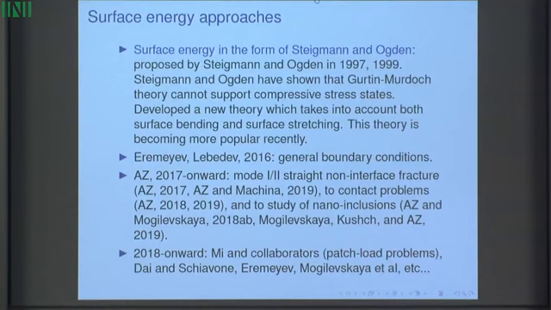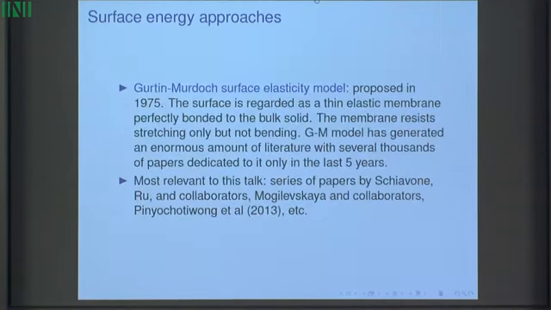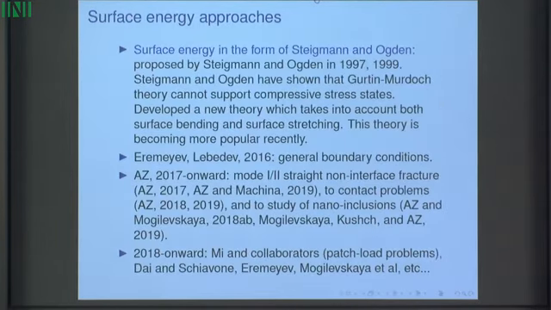This theory is relatively new, and it's becoming more and more popular lately. I see more and more papers showing up on this. It really started from 2016, when Yeremeyev and Lebedev published their paper about Steigmann-Ogden surface energy. One of the things which was interesting for me in that paper is that they derived boundary conditions for Steigmann-Ogden surface elasticity.